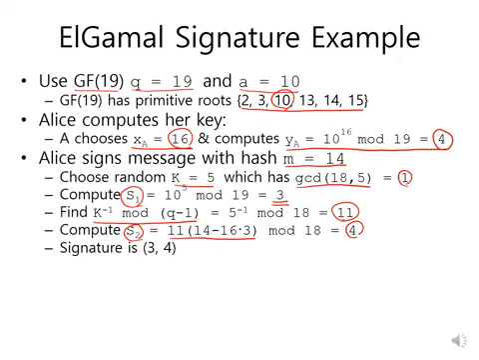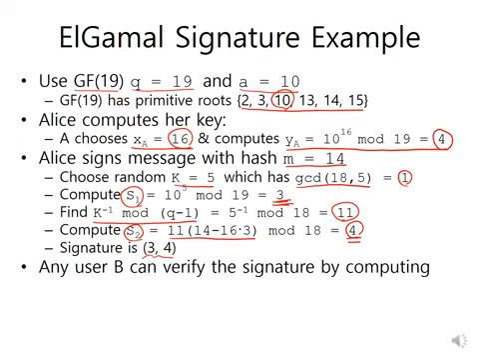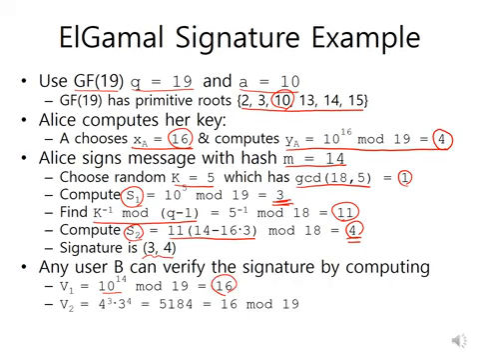Then the signature is a pair of S1 and S2. So 3 and 4 would be the signature for the message M. And then any user B can verify the signature by computing the following. V1 will be 10 to the 14, which will be 16 mod 19. And then V2 will be 4 to the 3 times 3 to the 4, which will be 64 times 81, that is 5184. And then this will be 16 mod 19.